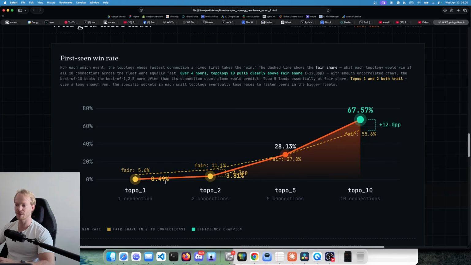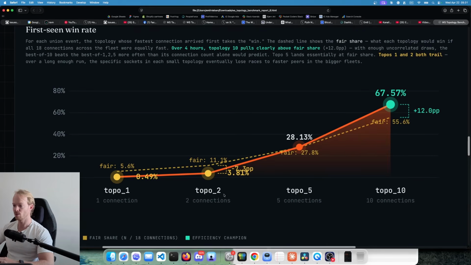0.49%. It was only about 0.5% of the time where one connection, this topology here, was the one that saw an event first. Now, with two connections, the fair share would assume 11.1%, but it was actually only 3.81% of the time where these two connections would have seen the event first.